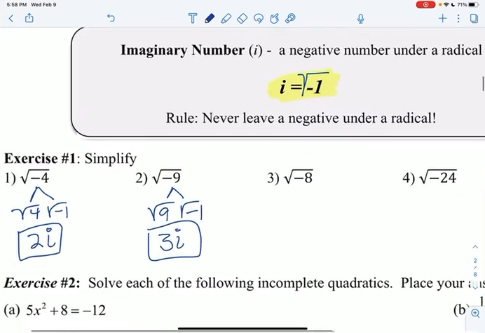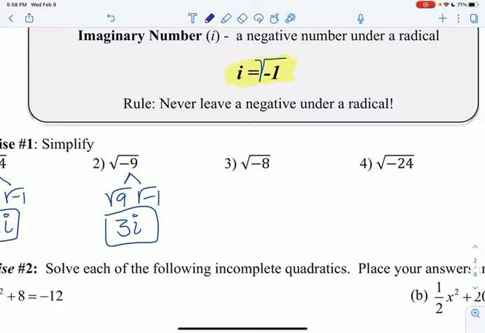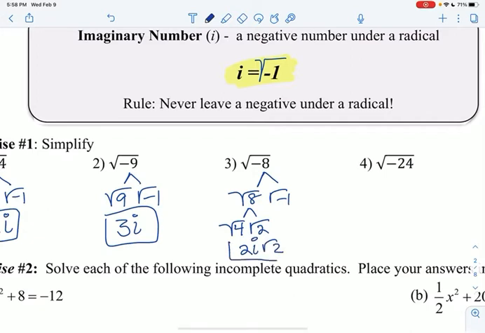What happens if I don't have a perfect square, like question 3? I'm going to break this down to the square root of 8 times the square root of negative 1, just like before. But the square root of 8 can be simplified. Remember, I ask what times what is 8, and one of the numbers needs to be a perfect square. Well, 4 times 2 is 8. Now the square root of 4 is 2, the square root of negative 1 is i, and the square root of 2 stays square root of 2.